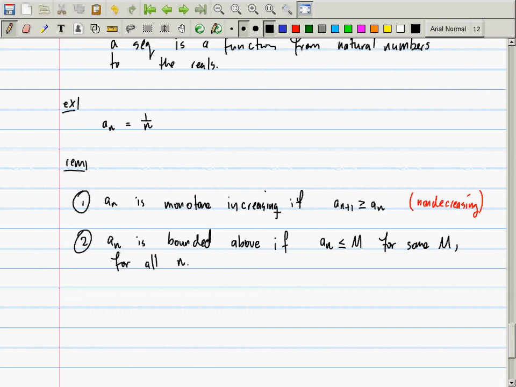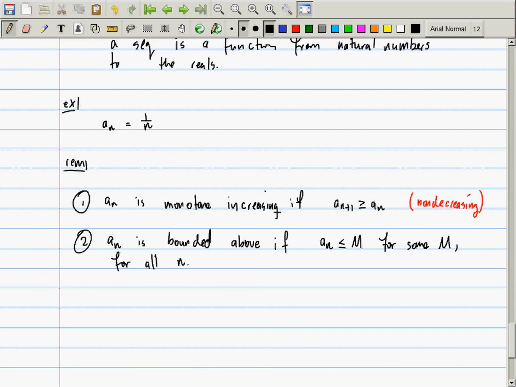What if you have a monotone increasing sequence that is bounded above? What must be true? Must converge. Do you know what it converges to? No, not necessarily. Okay, but you do know a little bit, right? So then if a sequence is monotone increasing and it is bounded above, then it converges.